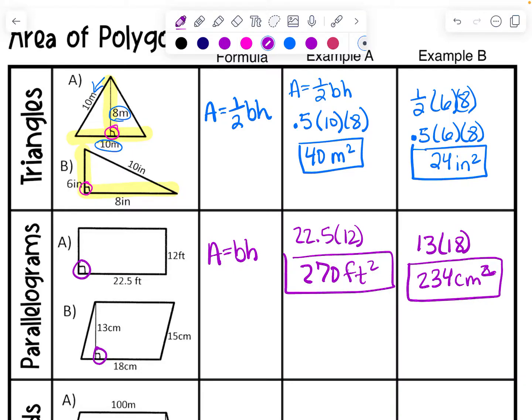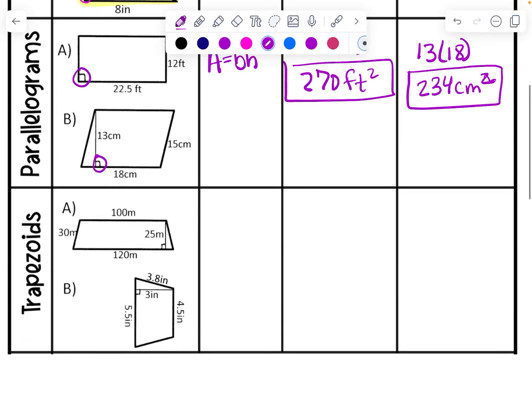Trapezoids have this formula. It's still base times height, but a trapezoid is different than a parallelogram because it has two bases that are different lengths, right? So we have to average those bases and then multiply times the height.